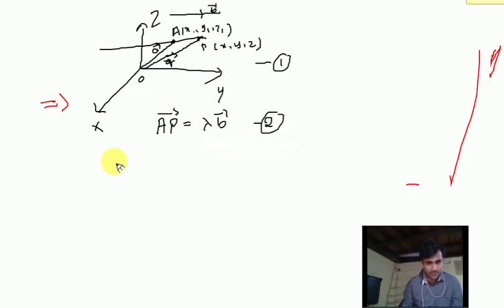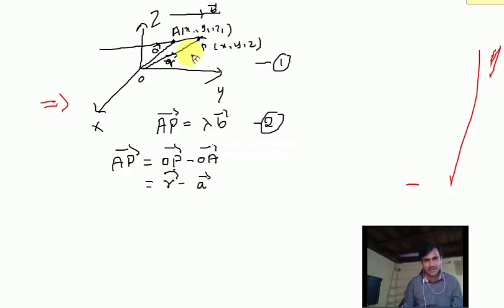Then AP is equal to OP minus OA. This is by the position vector concept. So OP will be R minus A. Why it is R: in the diagram itself I have mentioned OP is R and OA is A. Therefore this is R minus A.